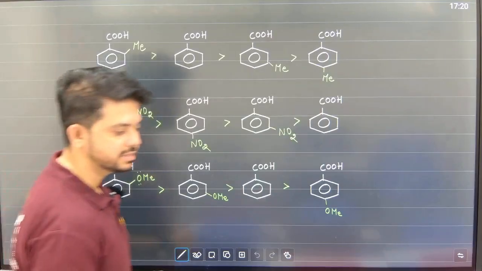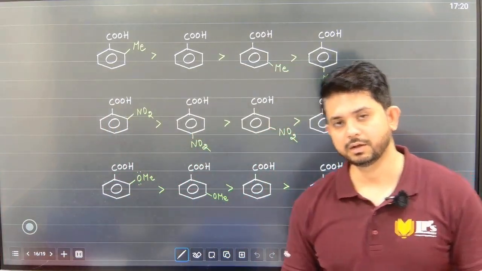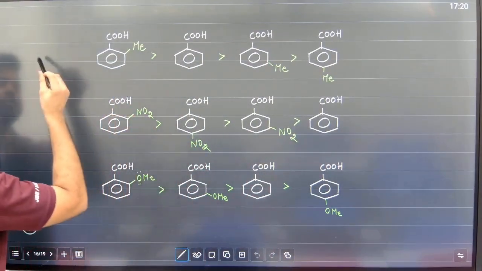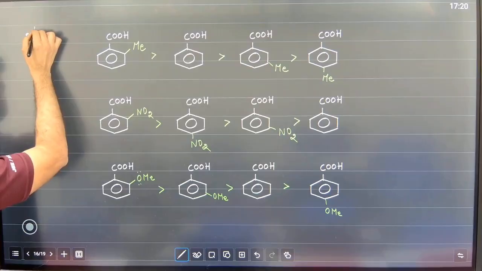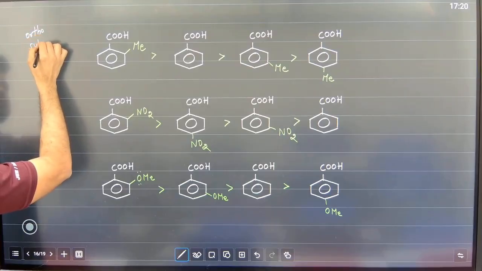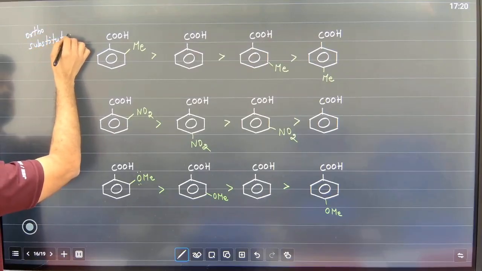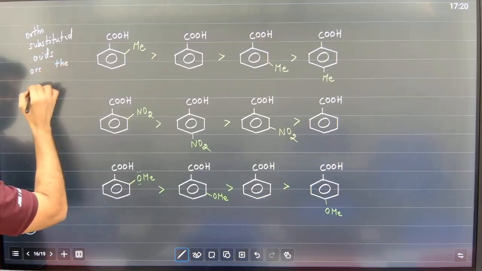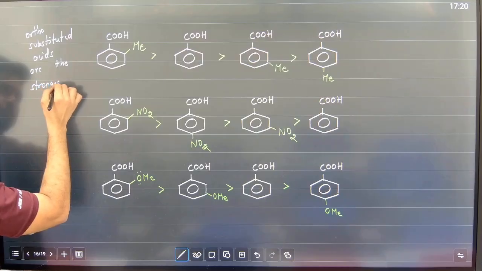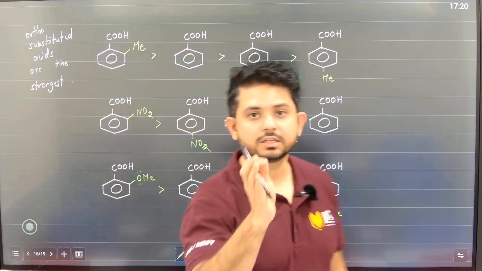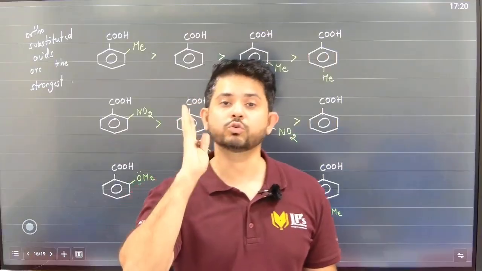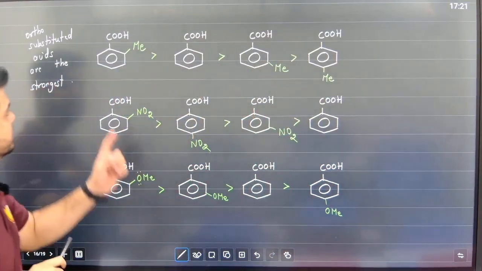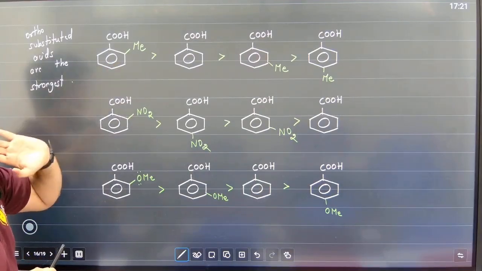Let's take some examples in aromatic acids. Here, students, we have to keep some important points in mind. The first point is ortho substituted acids are the strongest. I repeat, students, ortho substituted acids are the strongest because of the ortho effect. We have studied this in detail in GOC, general organic chemistry. And that's why if you observe, ortho is first.